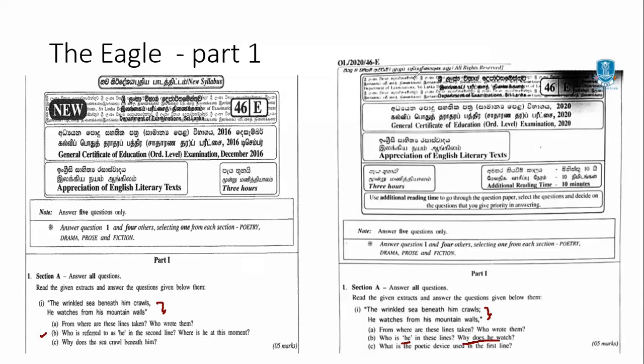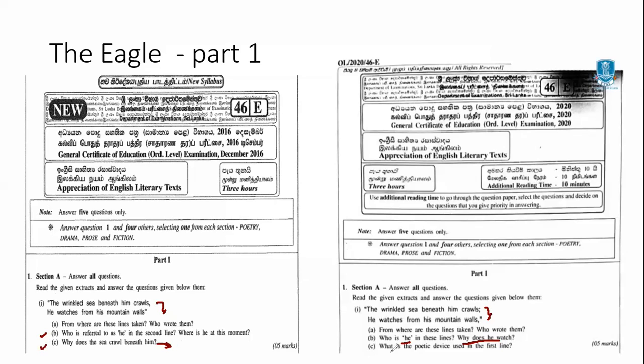Then again, if we see the next line here, why does the sea crawl beneath him? A good question. So we can show that the poet has personified the sea as a feeble infant, a feeble creature who is considered inferior, to highlight the eagle as a superior force of nature, right?